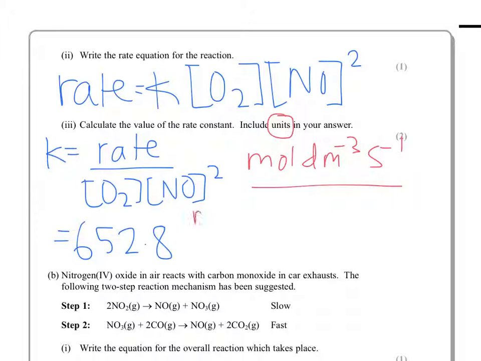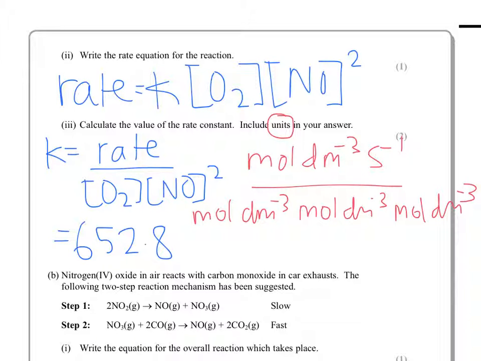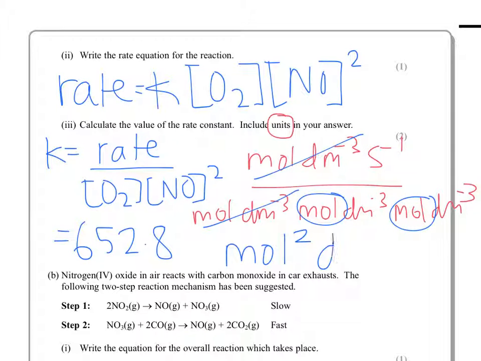On the bottom we've got moles per decimeter cubed for our oxygen concentration, but then we have moles per decimeter cubed squared, so actually we have moles per decimeter cubed twice for the nitrogen monoxide. That means that one of the moles per decimeter cubed cancels out, but we're still left with 2 moles on the bottom and 2 dm to the minus 3. If you want to show that, instead of having the dividing line, you can show mol to the power 2, because we have 1, 2 of those, dm to the power 6, and still seconds to the minus 1.